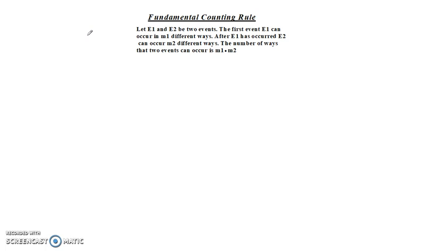So let me talk to you about a couple of examples here so you can understand what this fundamental counting principle is. Let's start with the first example. Let's talk about the social security number.